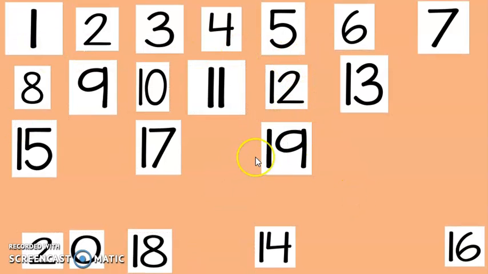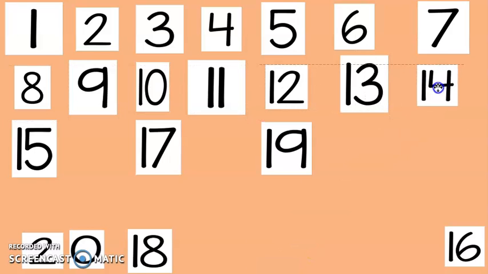Here we go now, first graders. Our number chart's looking good now. Here we go now again. 1, 2, 3, 4, 5, 6, 7, 8, 9, 10, 11, 12, 13. What number goes there? 14. Good job. Now we're going to put that there. 14. Let's keep going. We still have some numbers we got to put in here now again.